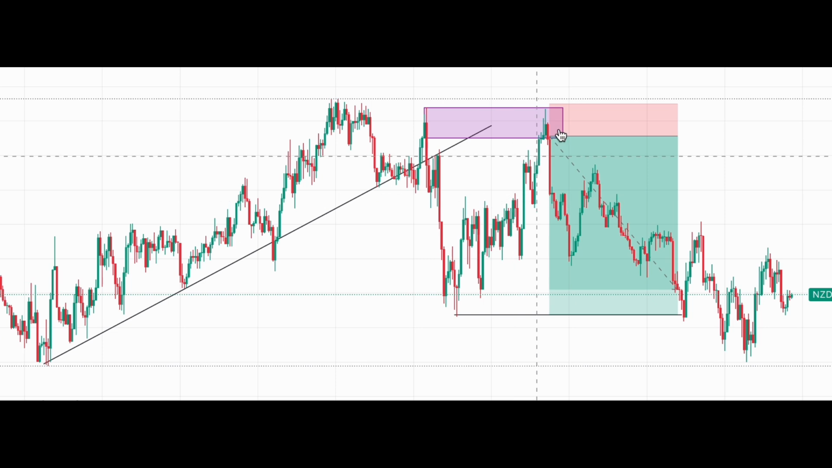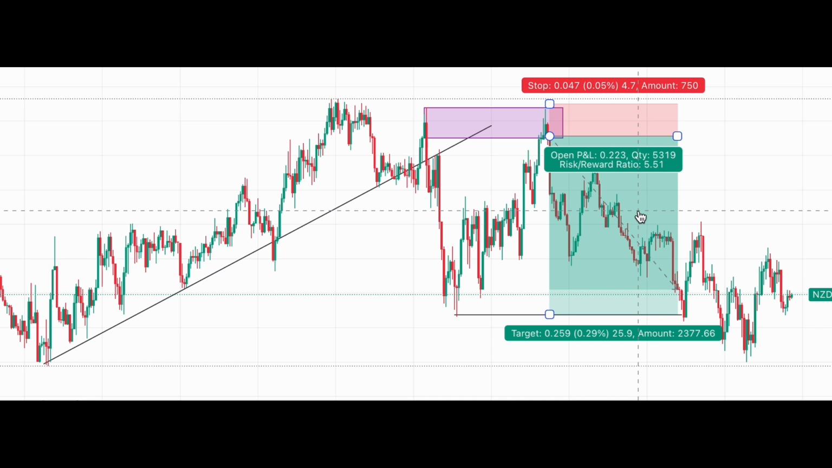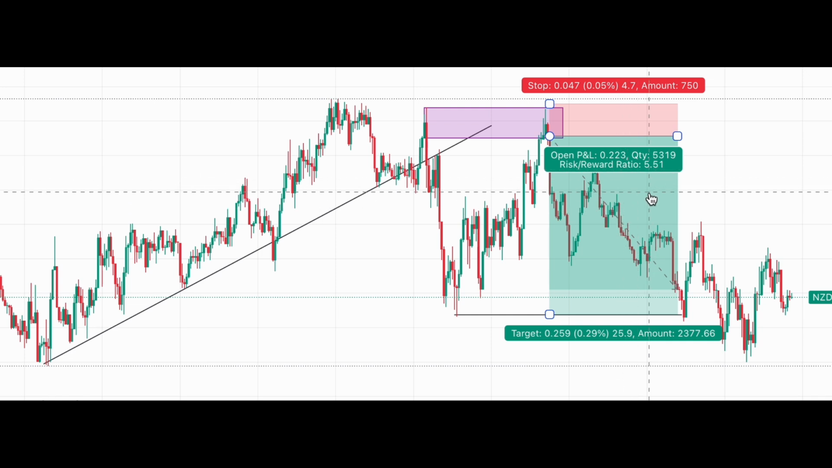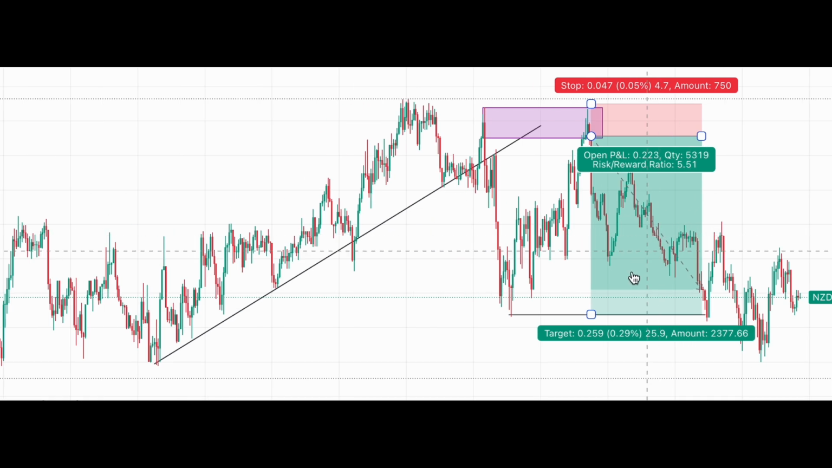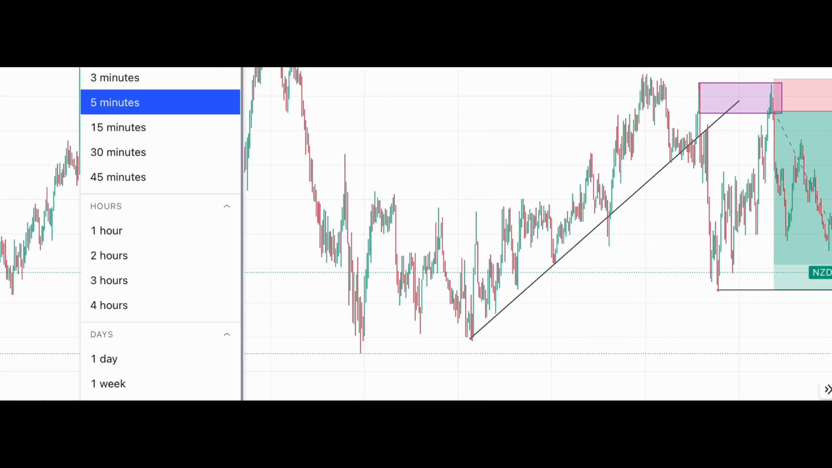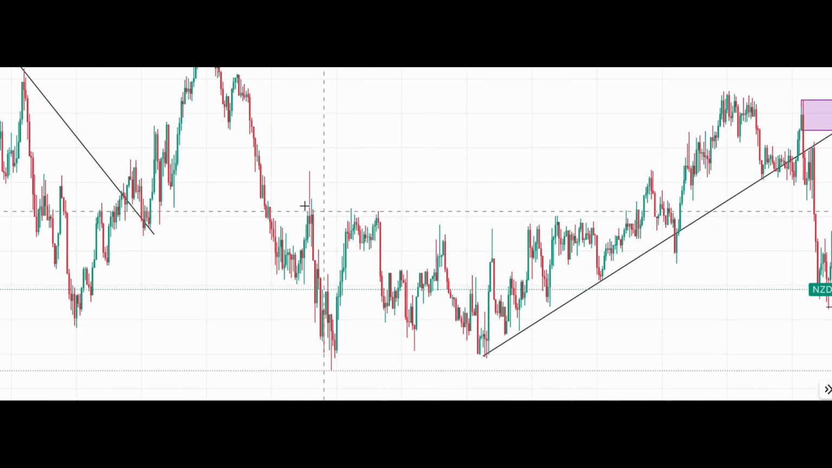If the trade is successful, what is the risk reward ratio we have? 5.5. That means if you risk 1% for this setup, in return you are getting 5.5% as your return, right? Then we look for the next one. So actually there is a lot.